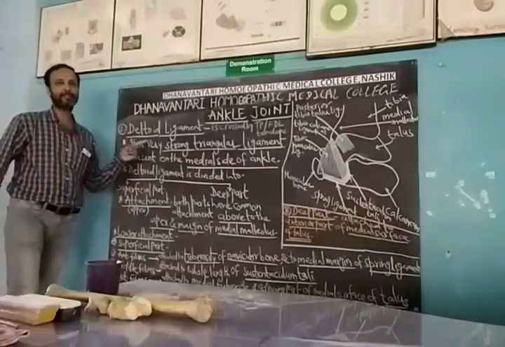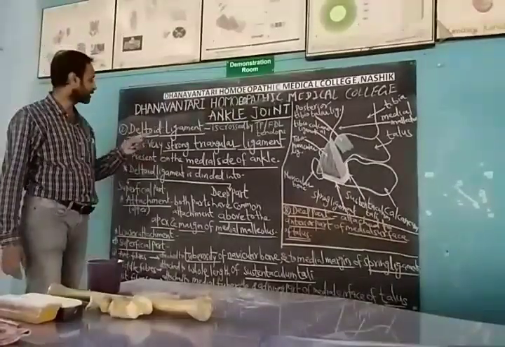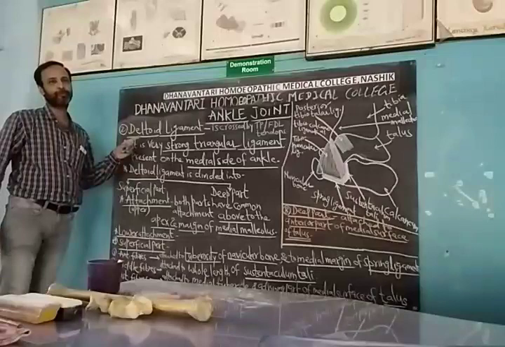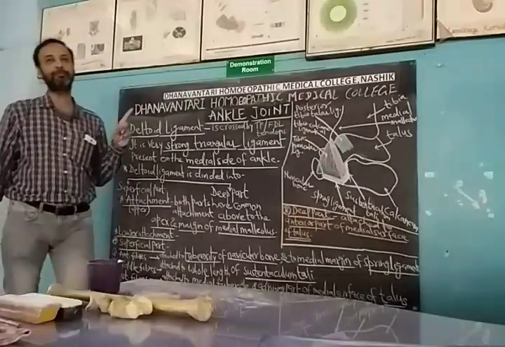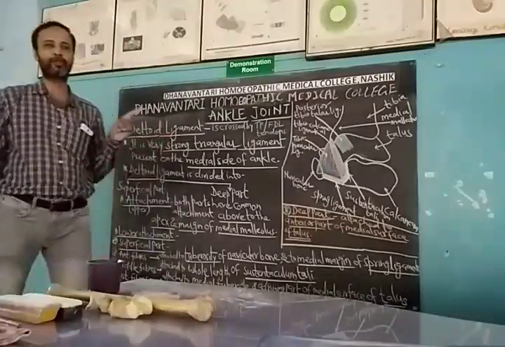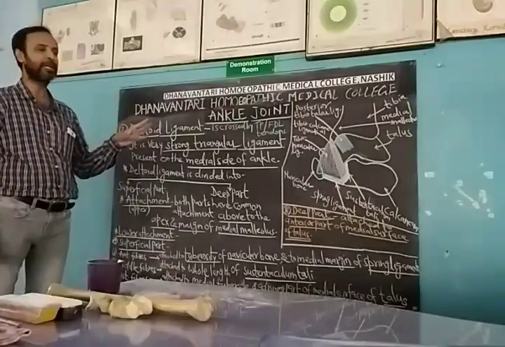Now the second ligament we will study is the deltoid ligament. The deltoid ligament is also known as the medial ligament of the ankle joint. So the medial ligament is specially called the deltoid ligament.